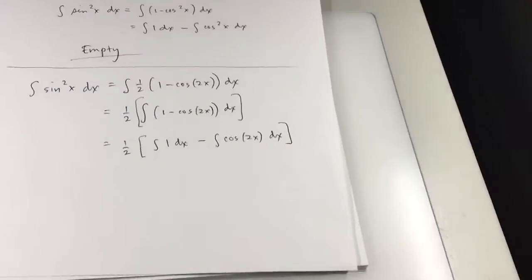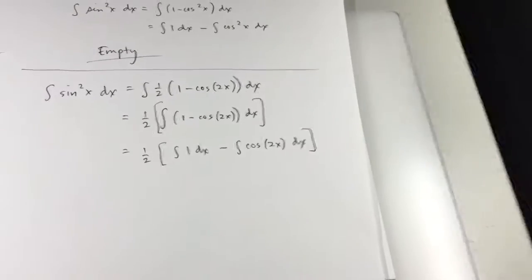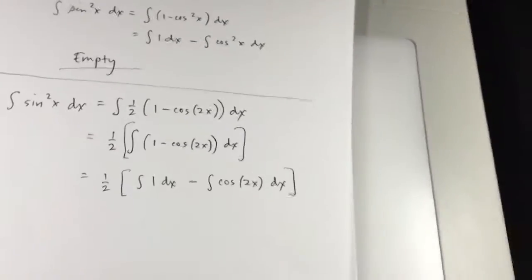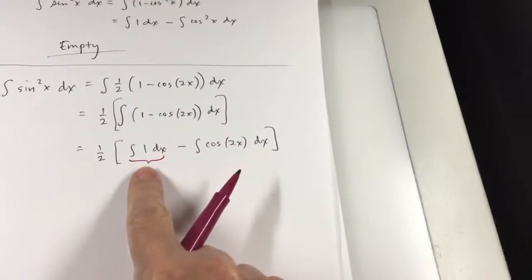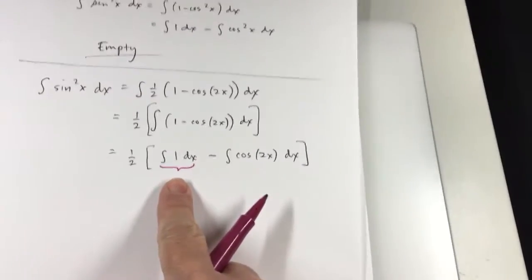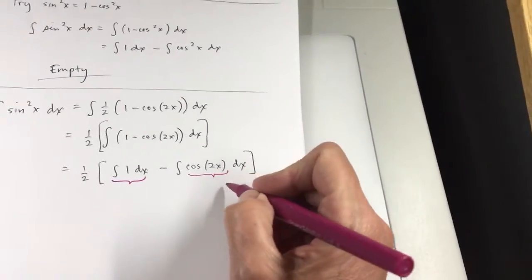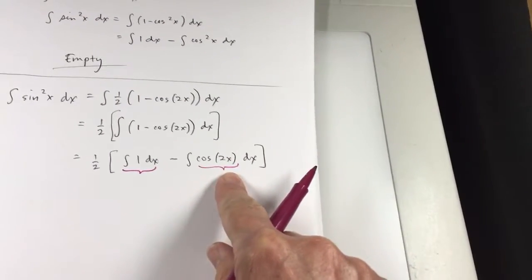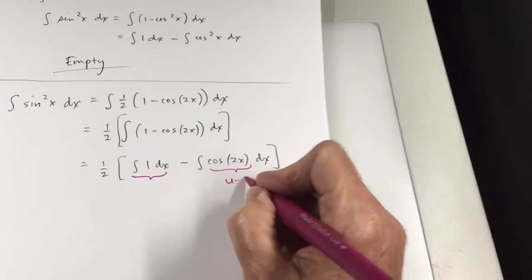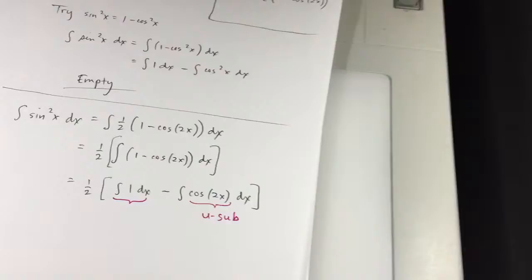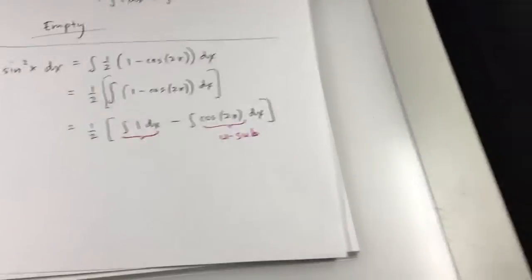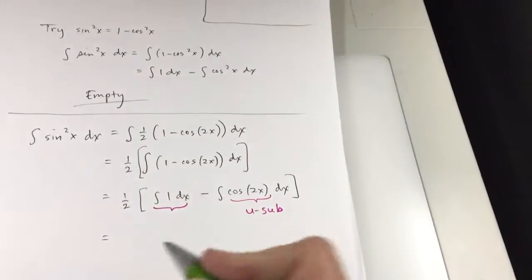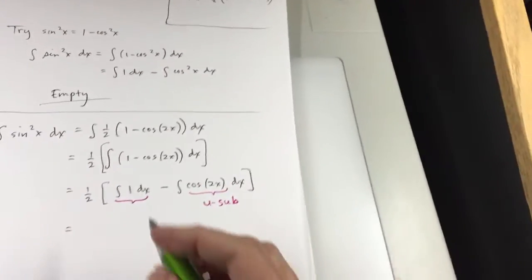Sometimes I'll split them into two separate integrals. Sometimes I'll just leave it the way it was. This one I like to split in two separate integrals. I know what to do for this guy. What's that going to be? X. What about this one? That's U-substitution. That's a U-substitution problem right there. Now, you might have learned the formula for that, and if you did, that's fine. But I like to go ahead and show the U-substitution.